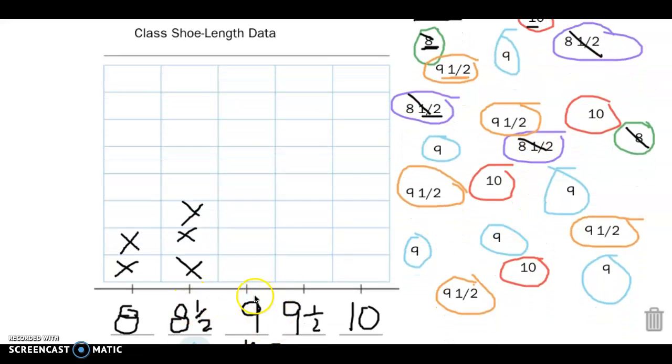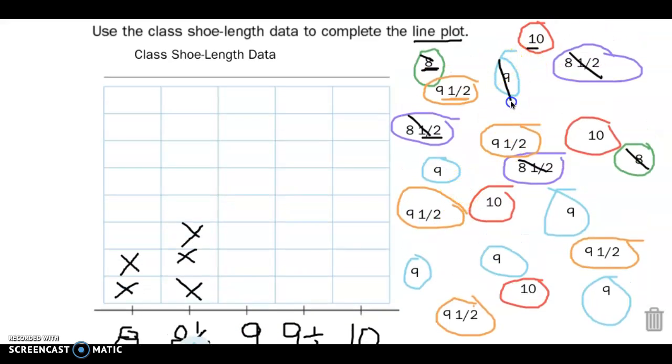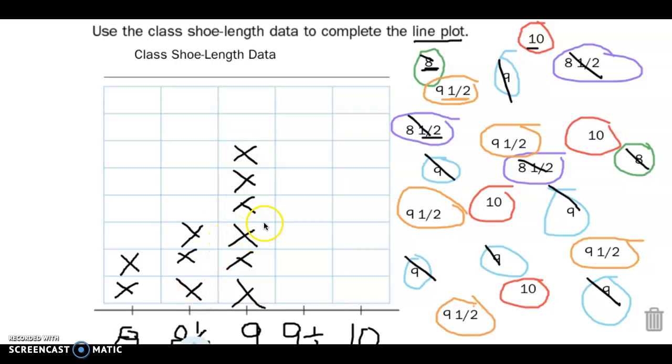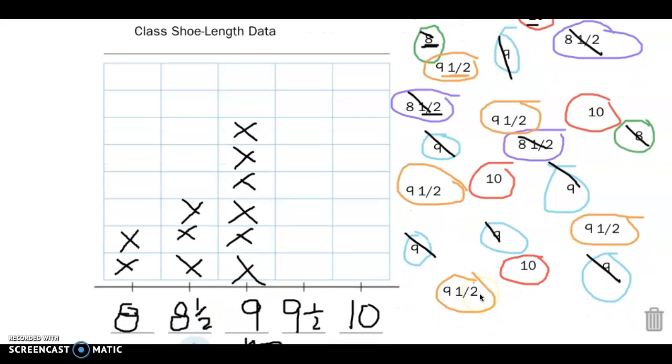Good. Our next one is 9. How many 9s do you see? 1, 2, 3, 4, 5, 6. Guess how many Xs we're going to put on our line plot? 6. You got it. 1, 2, 3, 4, 5, and 6. Wonderful. Look at that, was 3 half of our 6? Yes, it was. That's how we know.